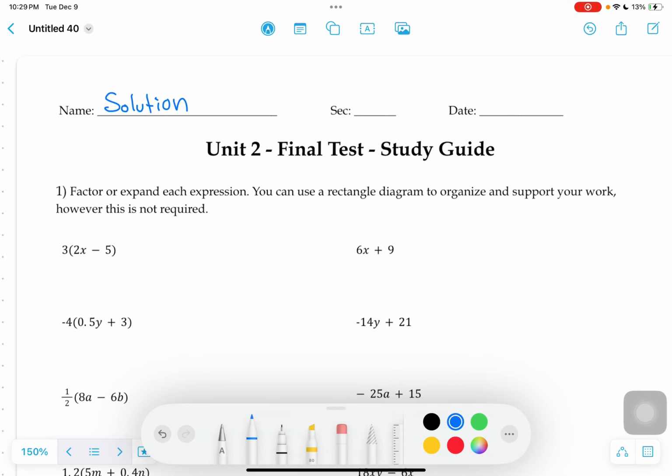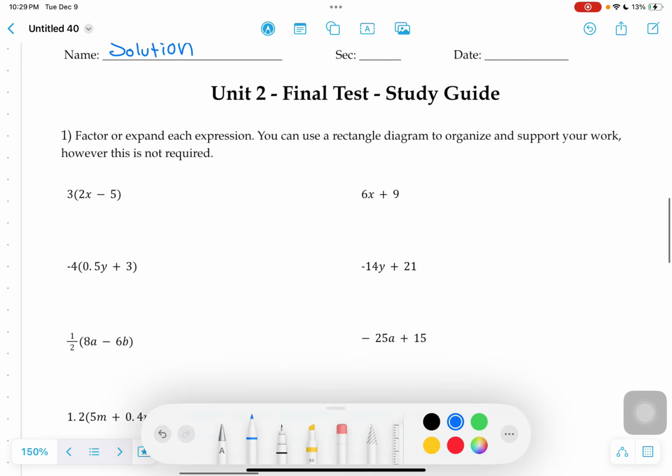Let's look at question number 1 on the study guide. Factor or expand each expression. You can use a rectangle diagram to organize and support your work, however, this is not required. Let's see an example of this.